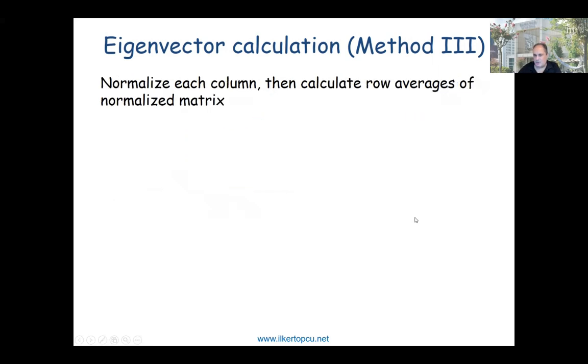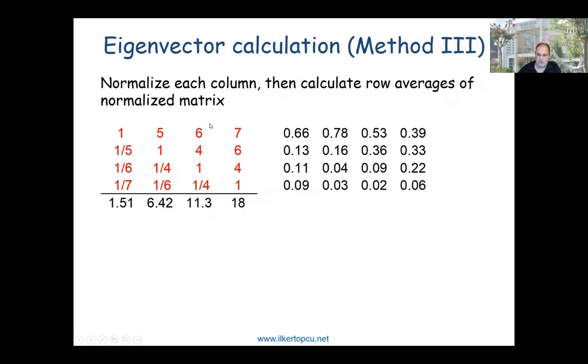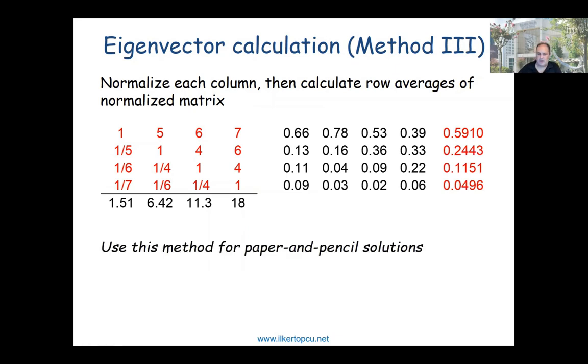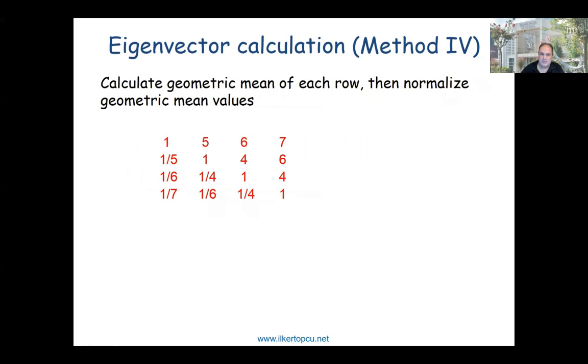The third method I already mentioned. For this 4 times 4 matrix, first we normalize each column and then we get row averages. And I advise you to use this method for paper and pencil solutions or manual solutions because the first two methods are a little bit far away from the real values you can find mathematically. The fifth method is the best method. And let me show you the fourth and fifth methods in this case.